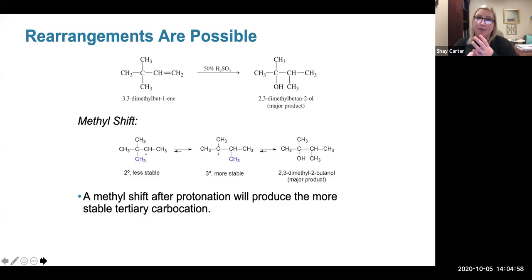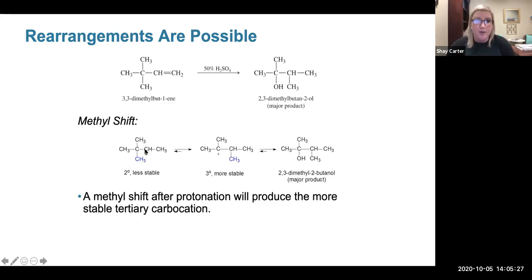So anytime, I'm going to say it again, anytime that you have a carbocation intermediate in the middle of a reaction mechanism, you have the possibility for a skeletal rearrangement, which is a hydride shift or a methyl shift, okay? Because that carbocation wants to try to get to as stable as it can possibly be. It wants to try to be as stable as it can possibly be. So let's look at this example.